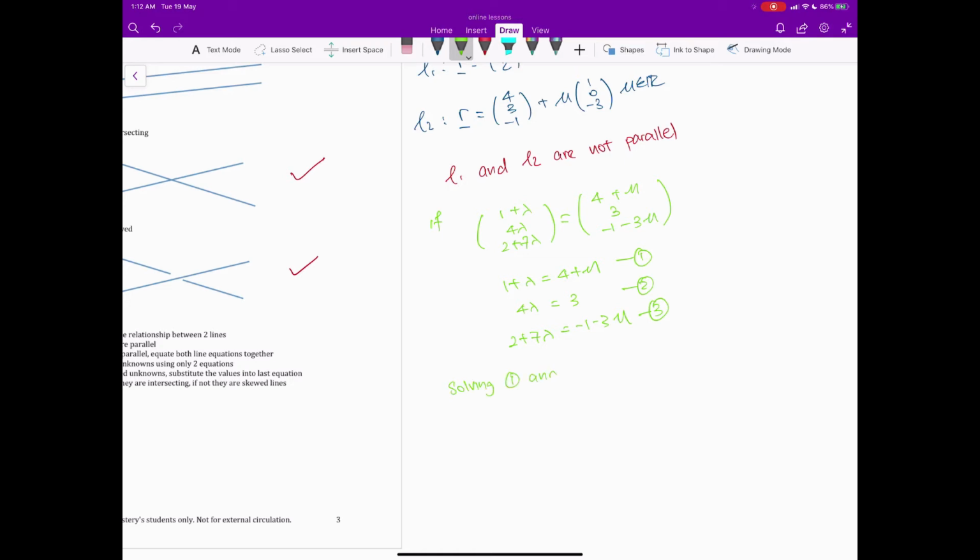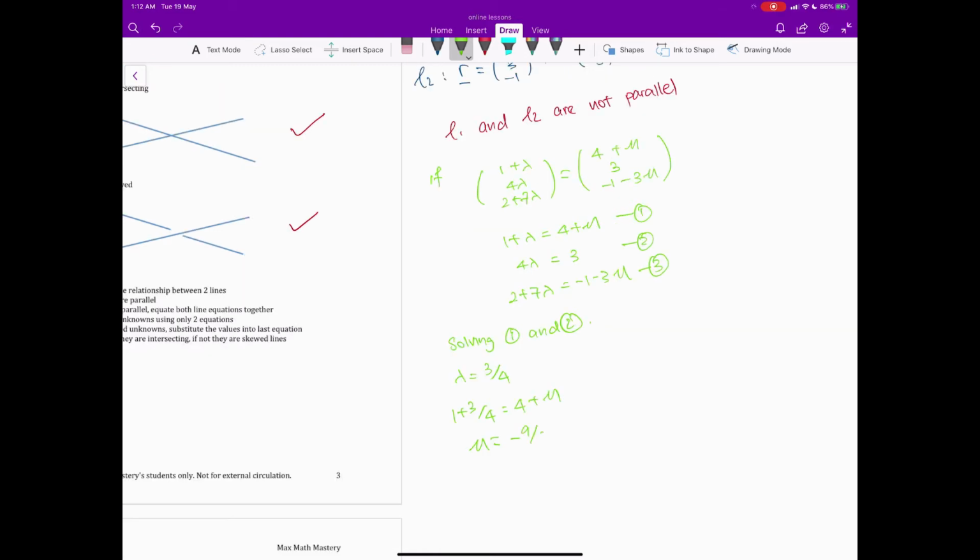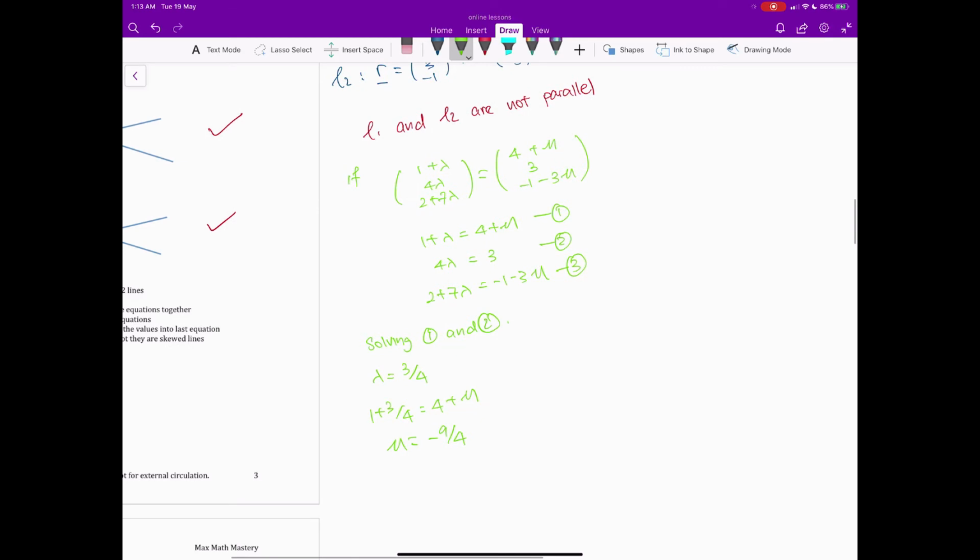Solving 1 and 2, I will get λ equal to 3/4. With λ equal to 3/4, I'm going to sub into my equation 1. I'll get 1 + 3/4 = 4 + μ. Essentially, my μ over here will become -9/4. So with this λ and μ, assuming the lines intersect, this λ value and μ value will fit into my third z component equation very nicely.